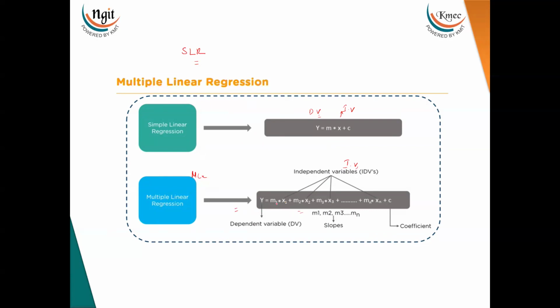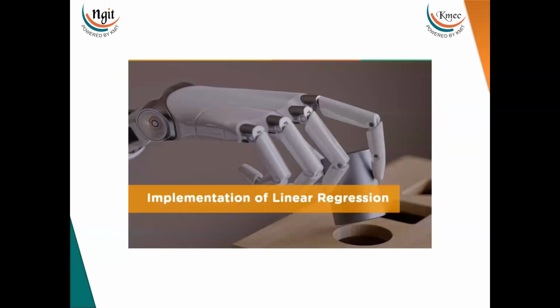And this is the equation: m1 into x1 plus m2 into x2, and so on up to mn into xn plus c, where m1, m2 are the slopes, the coefficients, y is the dependent variable, and x is the independent variable. Now we have to implement this linear regression. In the lab, week 4 belongs to this implementation of linear regression. Now we will see how we are going to implement it.